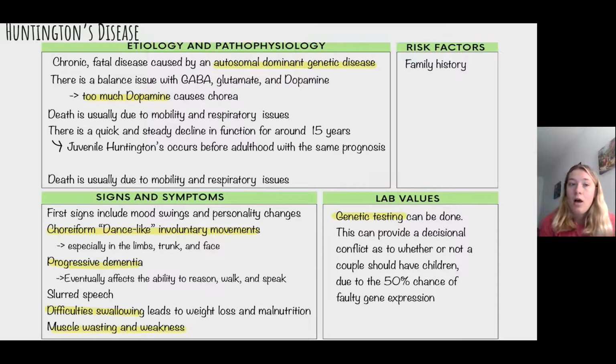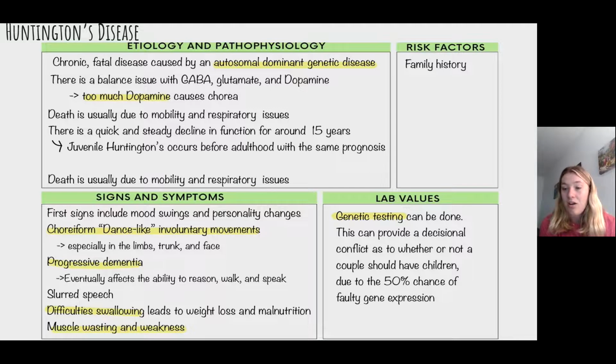So what's happening? This is, again, an autosomal dominant genetic disease. Essentially, our body's having a difficult time managing our GABA, glutamate, and dopamine. This causes way too much dopamine. On the last slide, we viewed what the function of dopamine is. So as you can see, this is going to cause a lot of movement issues. This dopamine is going to cause these chorea movements, which we'll talk about later.